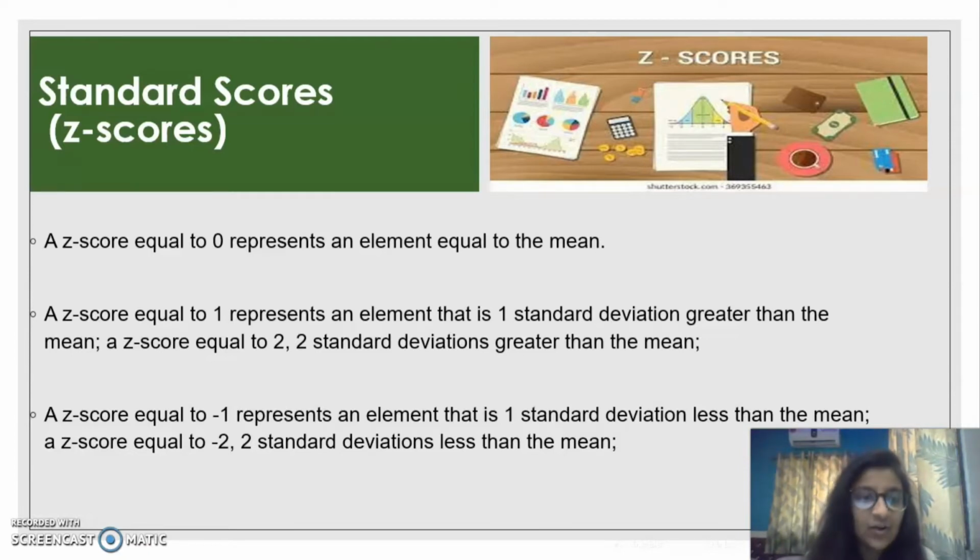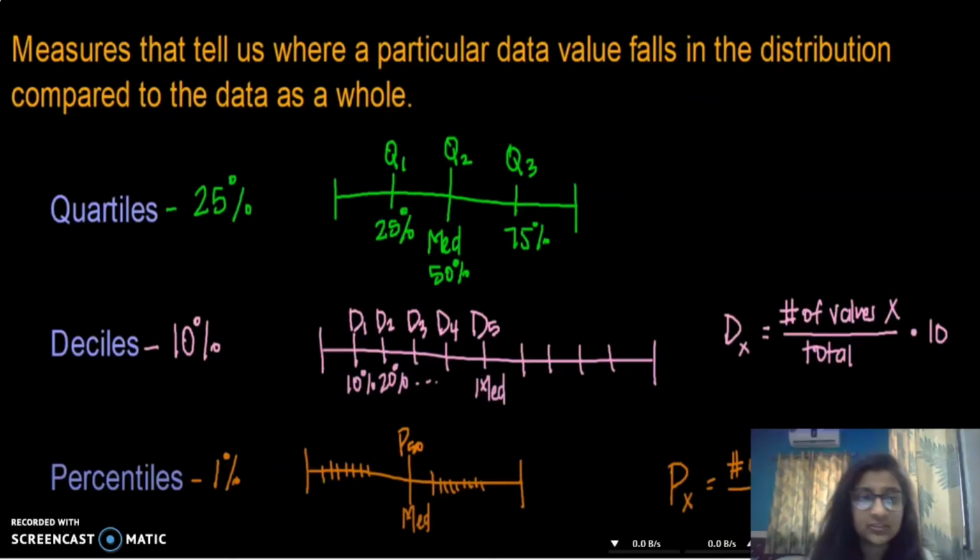Now the last point is that if your Z score is equal to -1, then it represents an element that is one standard deviation less than the mean. Now if your Z score is -2, then 2 standard deviations less than the mean will be your value present at that position. Okay, here we are again finding position.